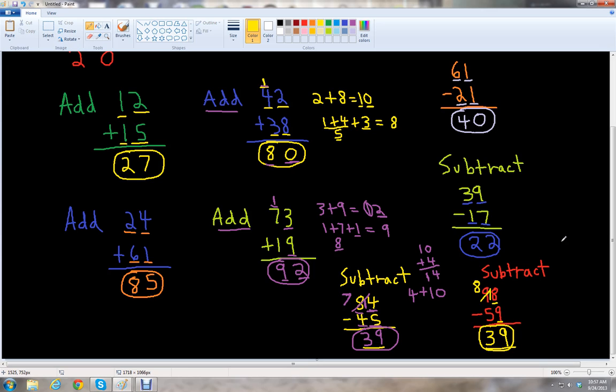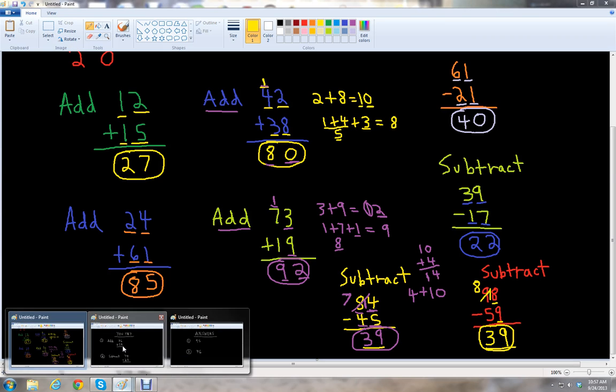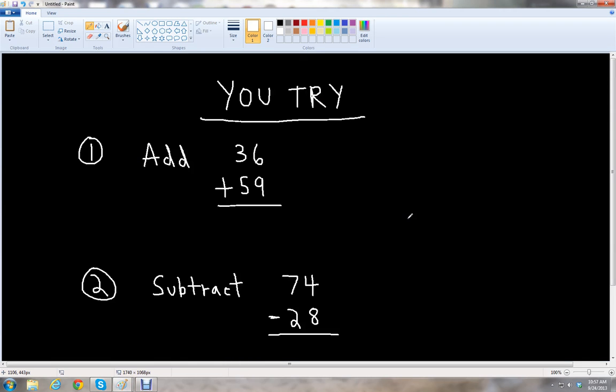Well, okay, so we've done our adding and our subtracting of two-digit numbers, and the next thing I want you to do on your own is to try these two problems, where you're going to add 36 plus 59 in the first one, and then in the second one you're going to subtract 74 minus 28. Feel free to pause the video and take a few minutes to work on these or check your answers, and we'll go over the answers.